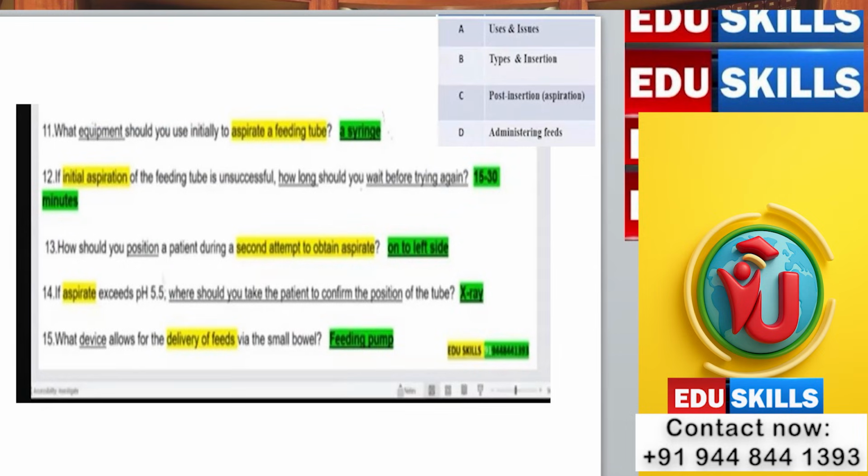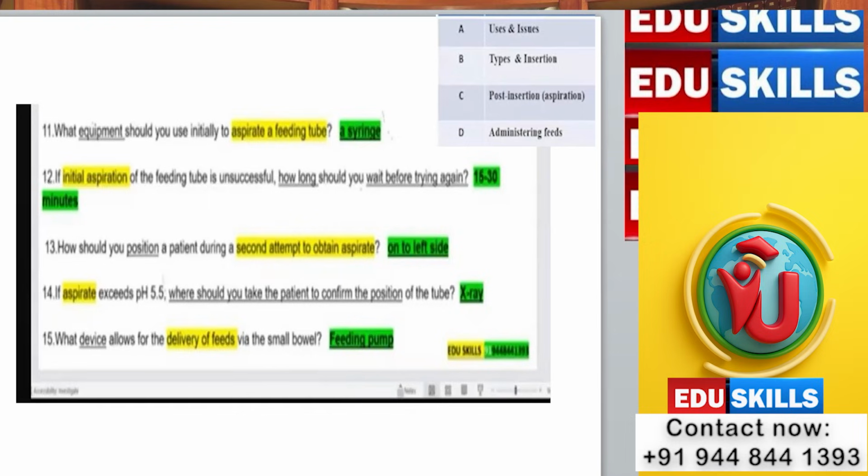Then the 12th one, if initial aspiration of the feeding tube is unsuccessful, how long should you wait before trying again? The hedging words are aspiration and how long. So how long denotes a time expression. So the answer must be a time. The answer is 15 to 30 minutes. The answer is coming from text C. The next one, how should you position a patient during a second attempt to obtain an aspirate? The answer is coming from text C, the answer is onto the left side.